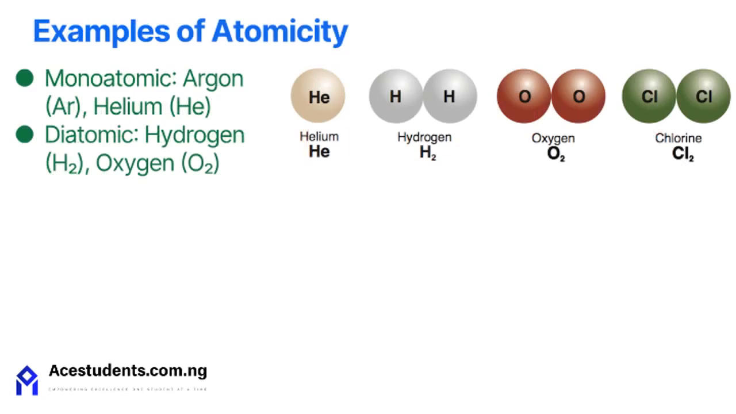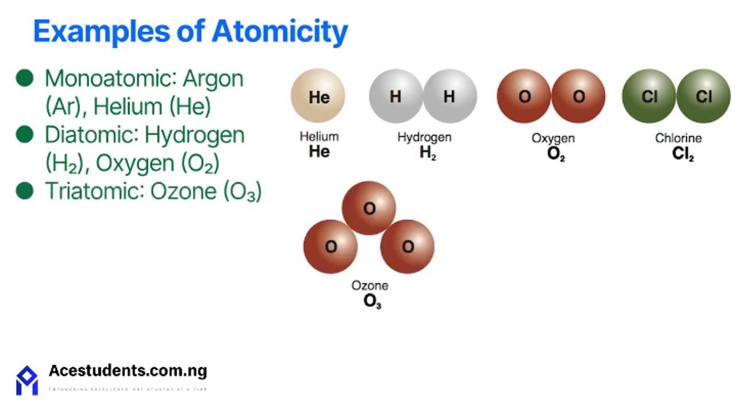For example, some elements exist as single atoms called monoatomic. Helium and argon are monoatomic gases. Others exist as diatomic molecules, like hydrogen and oxygen. We also have triatomic elements, such as ozone, which contains 3 oxygen atoms.